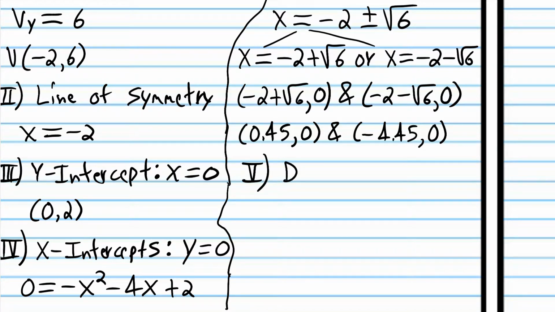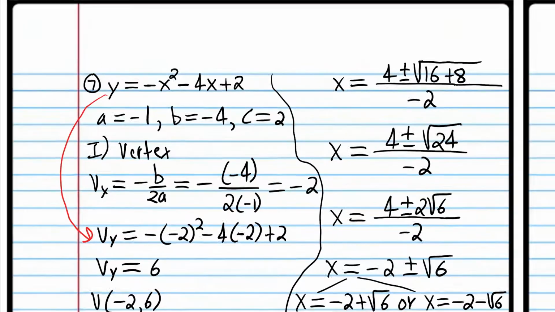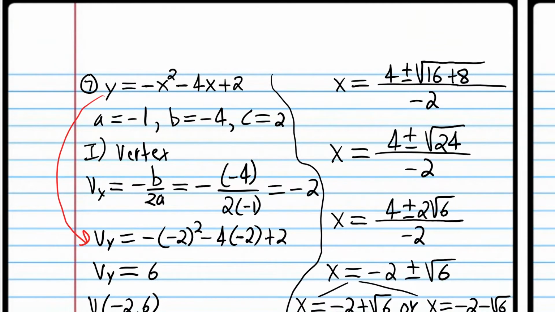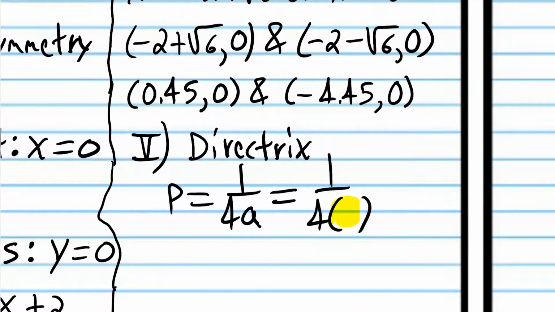Now we're going to find the directrix. But before we do that, we need to find p, which is 1 over 4a. And a, of course, we have up here, a is just -1. And I may go back and color all this stuff in later on just for your notes. And so we end up with negative 1/4 for p.